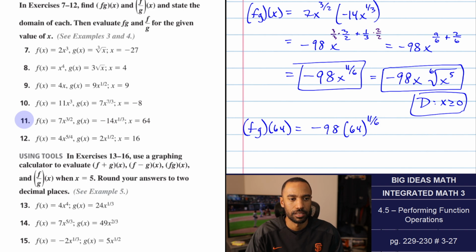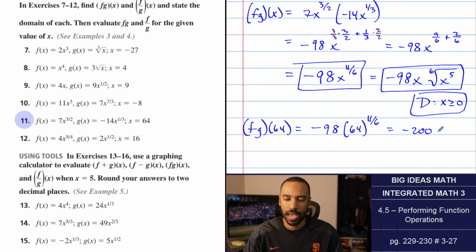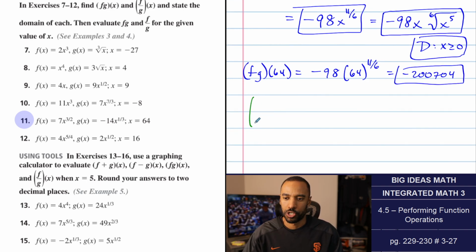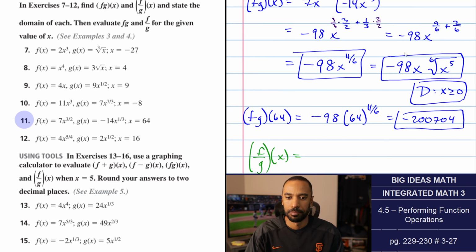11/6. Negative, was that expected? Yes. Negative 200,704. All right, f over g of x.